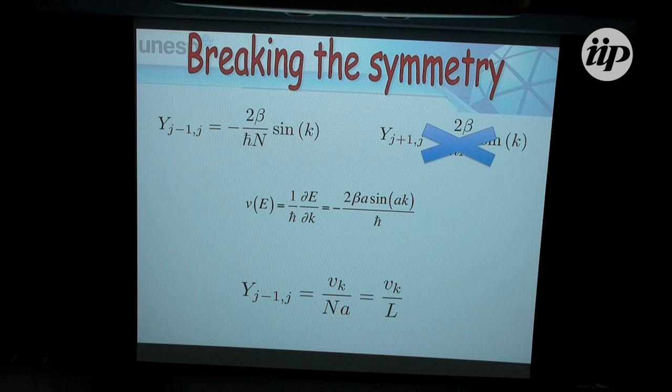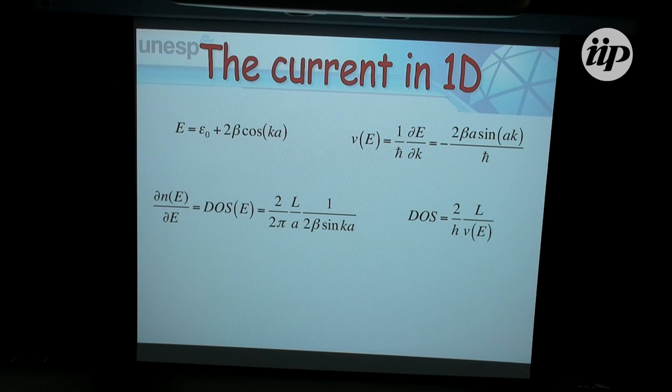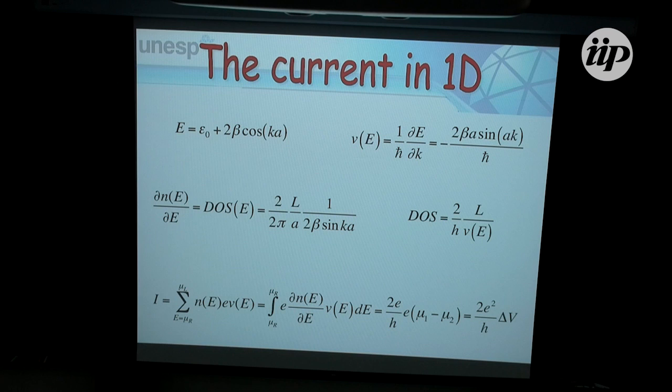Why did I do this? If I write the velocity in this sense, but I also calculate the density of states, which is the derivative of the occupation with respect to energy, I get another equation, and then I see that the density of states also has a dependence on the velocity. So when I try to calculate the current, it depends on the velocity of the electrons and on this density.